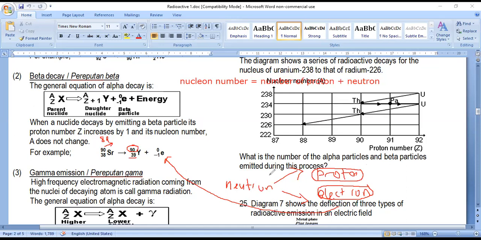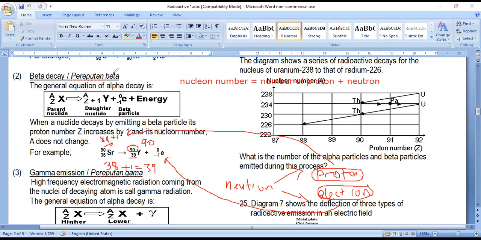So this is 38, and you add one proton, you get 39. But you must remember, the neutron number, so the nucleon number, becomes 89 because one of the neutrons has split. But nucleon number is the number of protons plus the number of neutrons. So this one proton will add back into the nucleon number. So altogether you become 90.